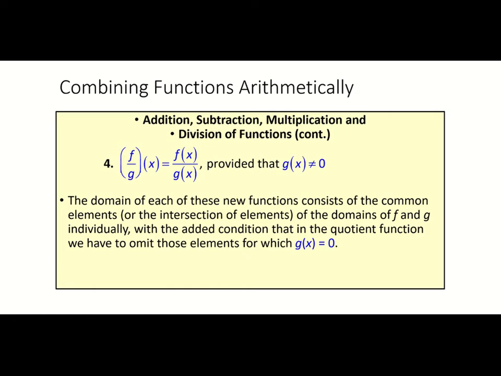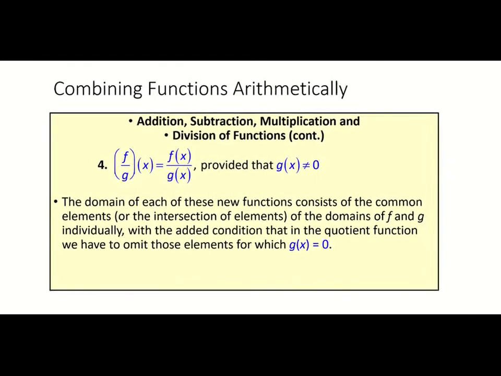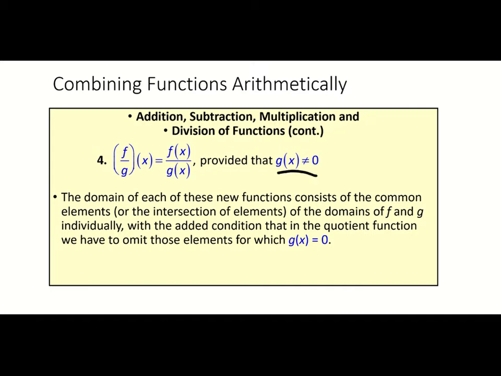And then our last one is going to be the division of functions. The only caveat we have here is g of x cannot equal 0 because, as you know, in our denominator we cannot have a 0. And the domain of each of these new functions consists of the common elements or the intersection of elements that the domains of each had individually. So we have to look at the domains of the original functions, and whatever they had in common, that would be the domain of the new function.